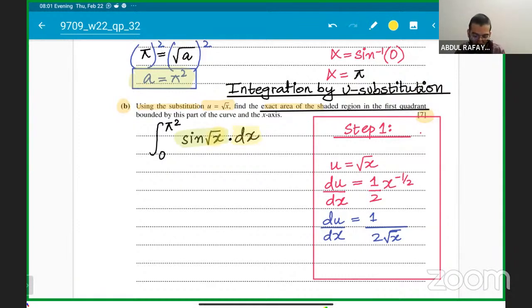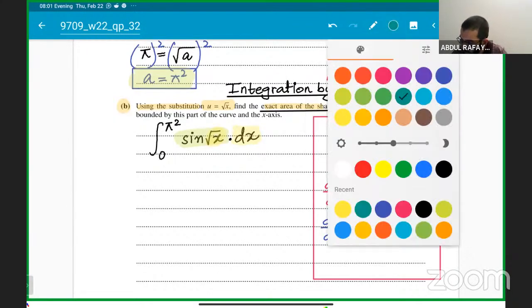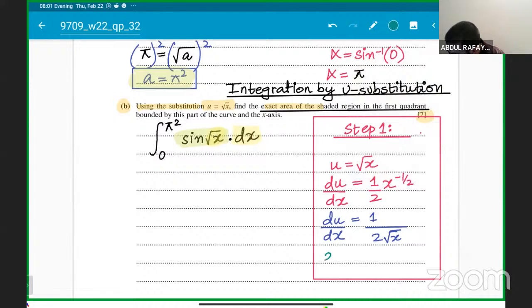That's why we are doing it. The next step will be, we need to make dx the subject. So how can we make dx the subject? By cross multiplying. That's how we will get dx, students. 2 square root x times du is equal to dx.